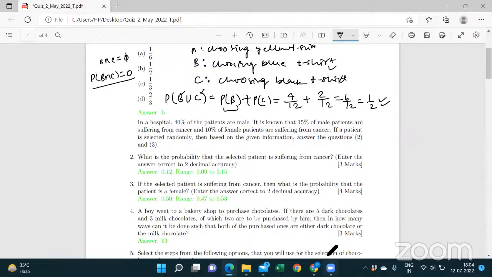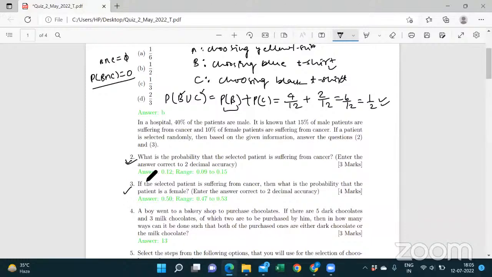Yes, sir. It's clear. Now see, in the second question, in a hospital, 40% of the patients are male. It is known that 15% of male patients are suffering from cancer and 10% of female patients are suffering from cancer. If a patient is selected randomly, you have to answer these two questions. The second question is, what is the probability that the selected patient is suffering from cancer? So how did you approach this question?